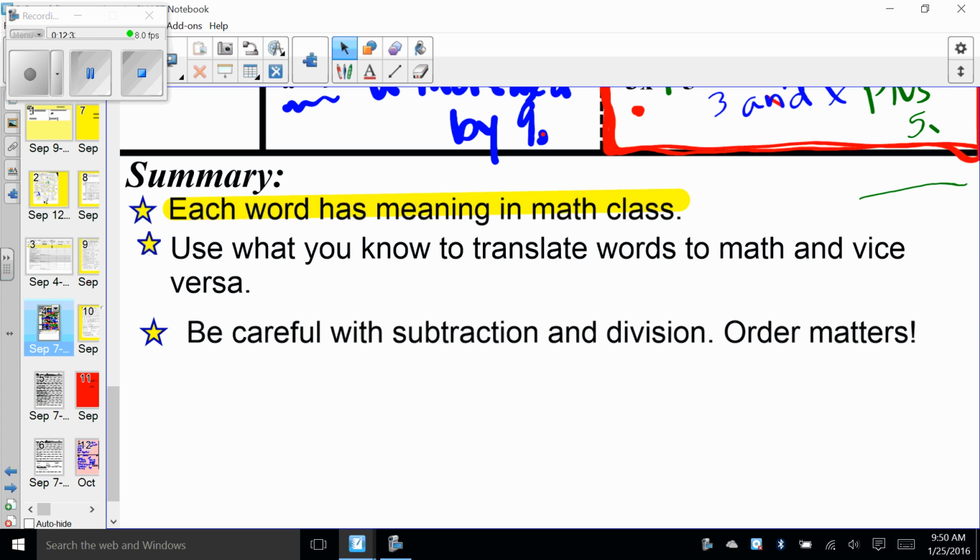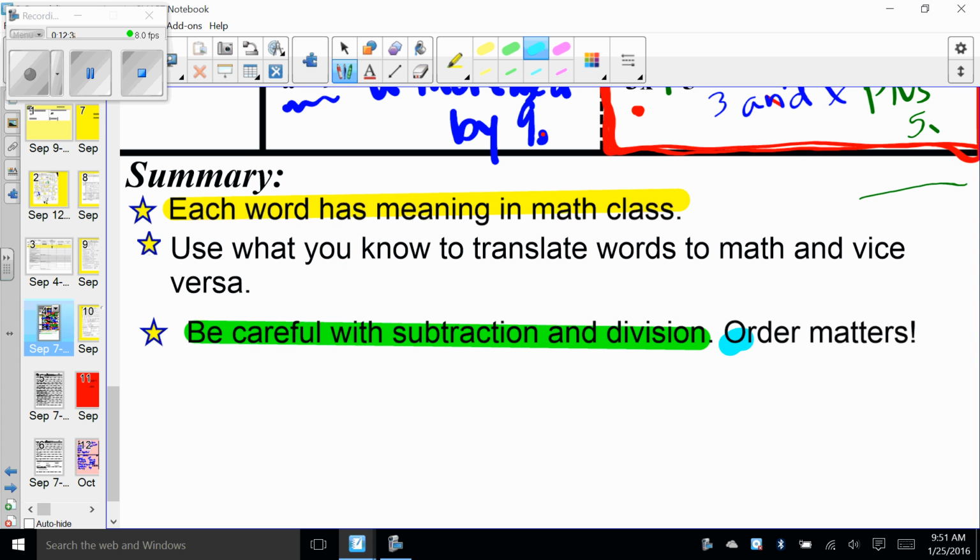The thing that you have to be most careful about really is subtraction and division, because in subtraction and division, the order matters. The order is actually super important with subtraction and division, which is why the commutative property only works for addition and multiplication, because order is very important for subtraction and division. So please be careful on the subtraction and division problems within this set.